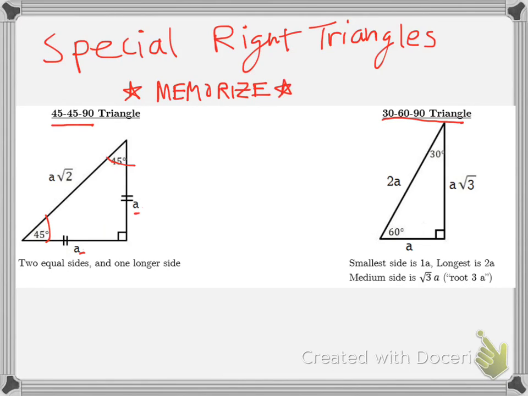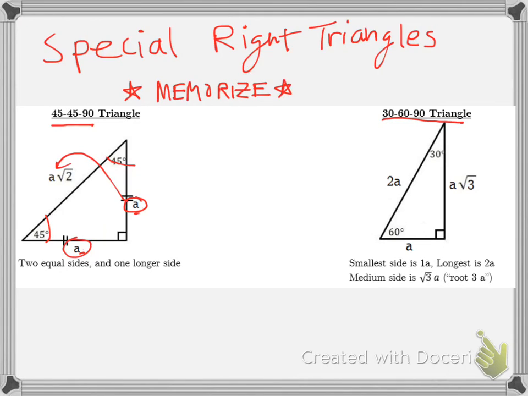It doesn't matter what A is. A might be a different number, as we'll see in various examples. Whatever number that happens to be, the hypotenuse is going to be that same number times the square root of 2. It could be 5 and 5 as the shorter legs, then the hypotenuse is 5 square root of 2. It could be 9 and 9 as the shorter legs, then the hypotenuse is 9 square root of 2. And so on and so on. So that's the 45-45-90 triangle.